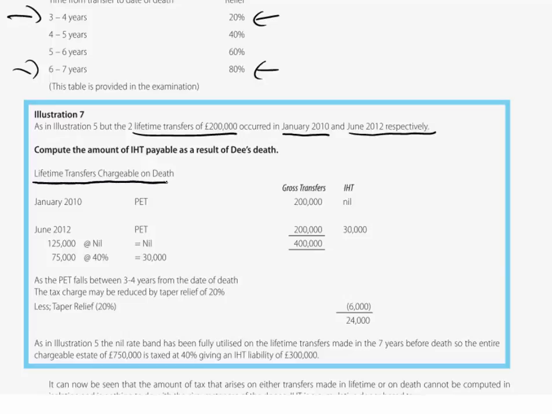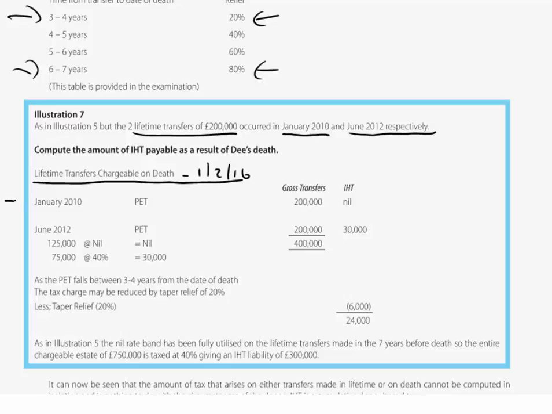Lifetime transfers chargeable on death. If you want to put the date of death in there as well, 1st of February 2016, just to remind you what time period we're looking at. We said we would therefore wind the clock back 7 years, so from the 1st of February 2016 back to the 1st of February 2009, and then list out the earliest transfer within that 7-year period and move forward from then, listing out any further transfers through to the date of death.